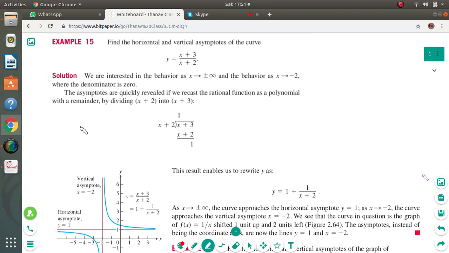Yes, please go through this example now here and find out what is the asymptote of the curve here we have. Learn the method now.